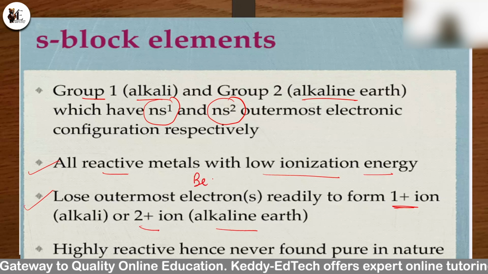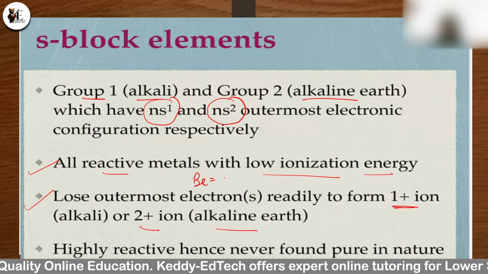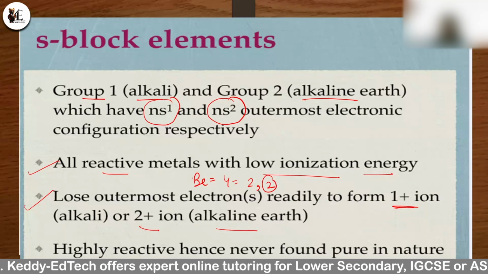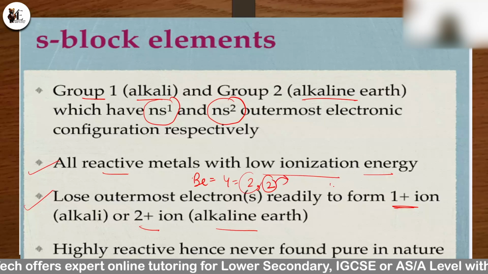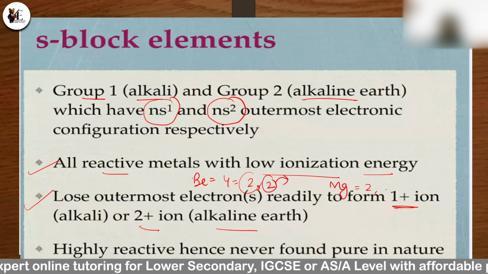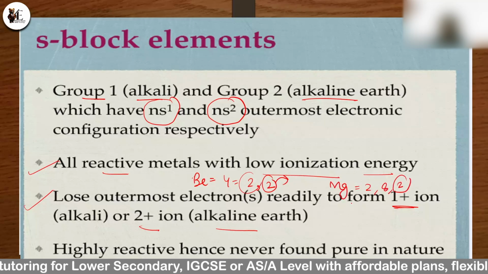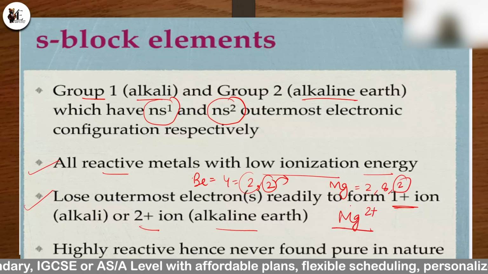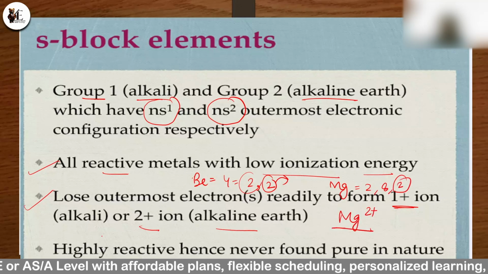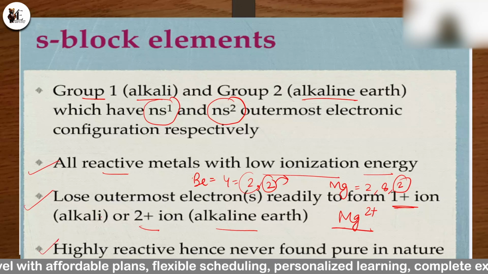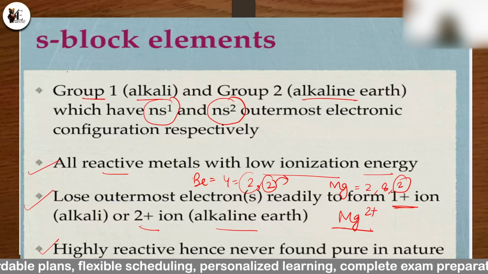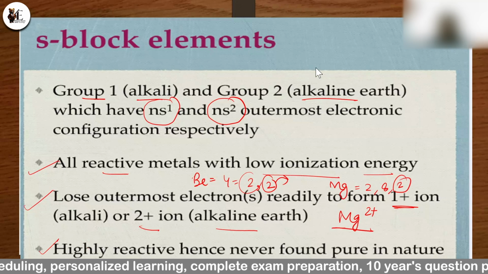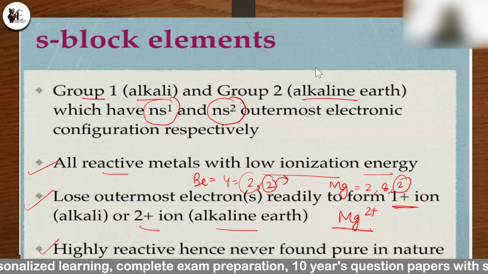Because if we write beryllium, its atomic number is 4, so we will write 2, 2. They easily lose 2 electrons to achieve stability. For magnesium, we write 2, 8, 2. So they easily form the Mg2+ ion, because of their low ionization energy. They're highly reactive. Why are they highly reactive? They are not found pure in nature. They are always found in the form of ores. Write it down.